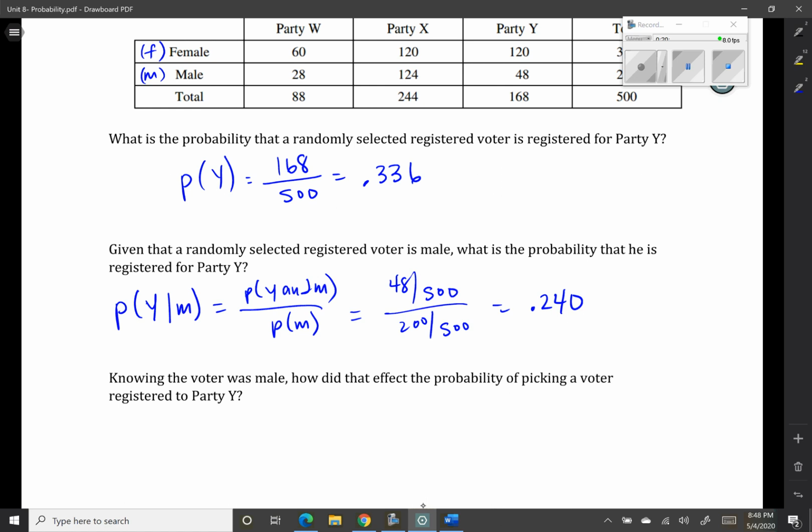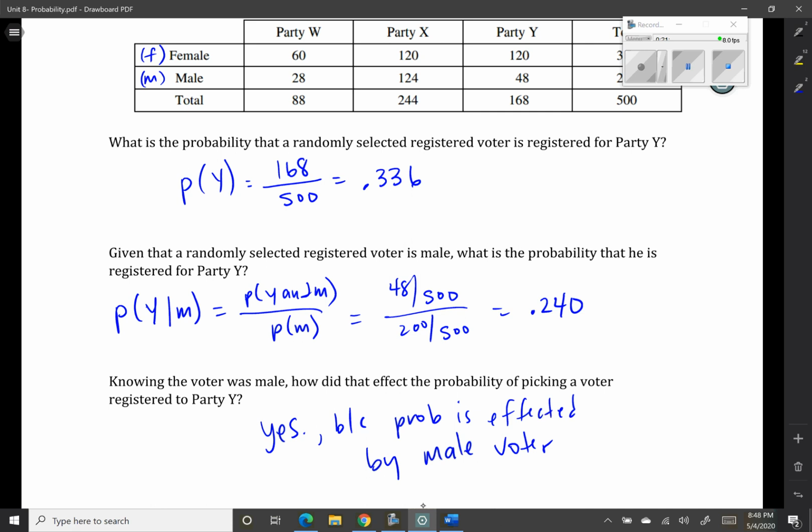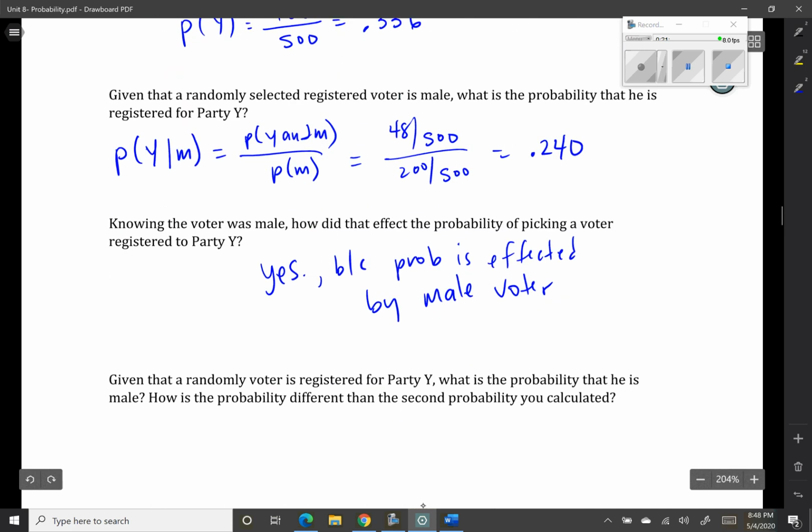So we can see here is by knowing that the voter is male, this probability decreased somewhat. So does knowing that the voter is male affect the probability? The answer is yes, because the probability is different when you include the fact that it is a male voter. So the answer here is just plain old yes, because the probabilities changed. So we could say the probability is affected by male voter. I'm pretty sure I used the right affected. It might be the one with an A. I'm going to use the one with an E. I don't really know the difference.